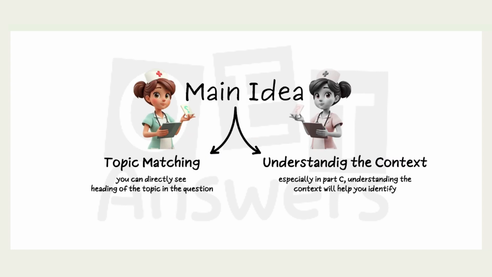For example, I have stated this main idea. The first one, I already told you, is topic matching. You can directly see the heading of the topic in the question, and the same heading can be presented in the passage too. The second one is understanding the context, especially in Part C. Understanding the context will help you identify, just to perceive the information they have stated, right? These are the things about main idea type questions.